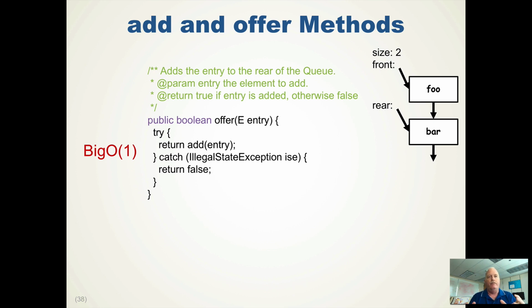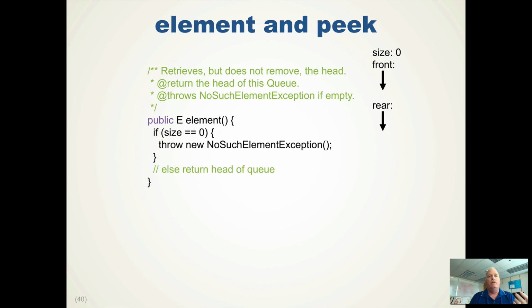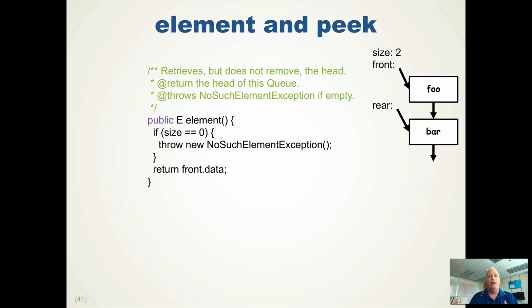And I like this way of using the code. Instead of duplicating the code here, I like using the try catch. It just makes my code more compact. Element and peek: element is the one that throws the exception. If it's empty, throw the exception, else return the head of the queue. So if size is 0, we throw a new exception, else we return the head of the queue, which would be front.data, and since we're not updating it, we just return the data, and we're done. Again, big O of 1 operation.